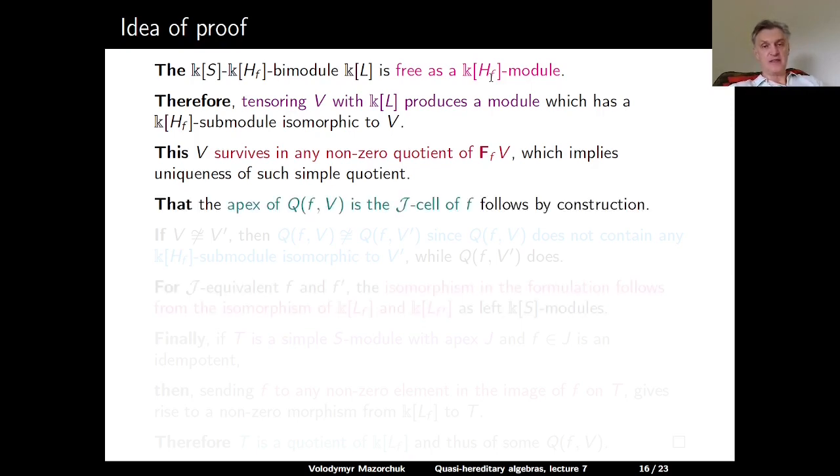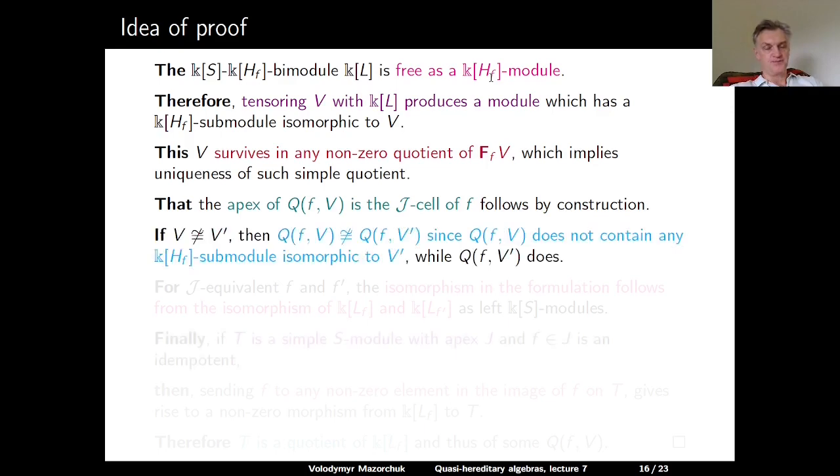The fact that the apex of our module QFV is the J cell containing F follows directly from the construction. If we have two non-isomorphic simple modules V and V prime, then the fact that QFV is not isomorphic to QFV prime follows by noticing that the module QFV does not contain a submodule over our maximal subgroup which is isomorphic to V prime, while the module QFV prime does contain such a submodule.